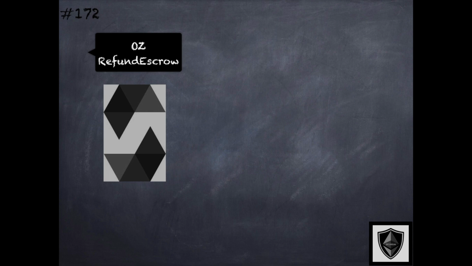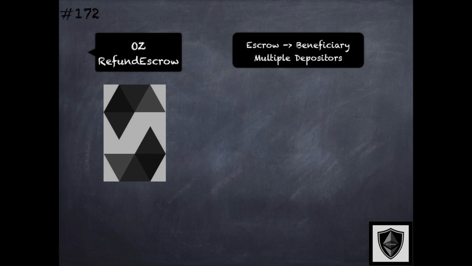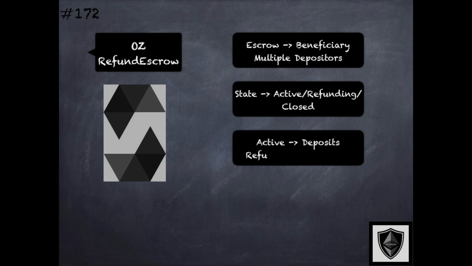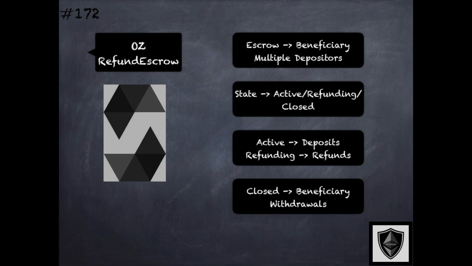The Refunds Escrow Library is further built on top of the Conditional Escrow Library that we just discussed, and this allows holding funds for a beneficiary that are deposited from multiple parties, multiple depositors. And this contract has three states in which it can be. It has the active state, refunding state, and the closed state. Active state is when deposits are allowed to be made by the multiple depositors. Refunding is where refunds are sent back to the depositors. And finally, there is a closed state in which the beneficiary can make the withdrawals.